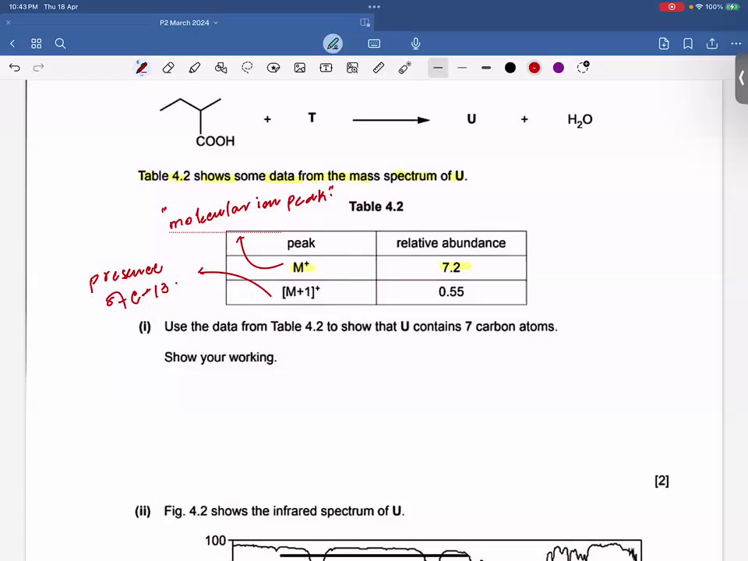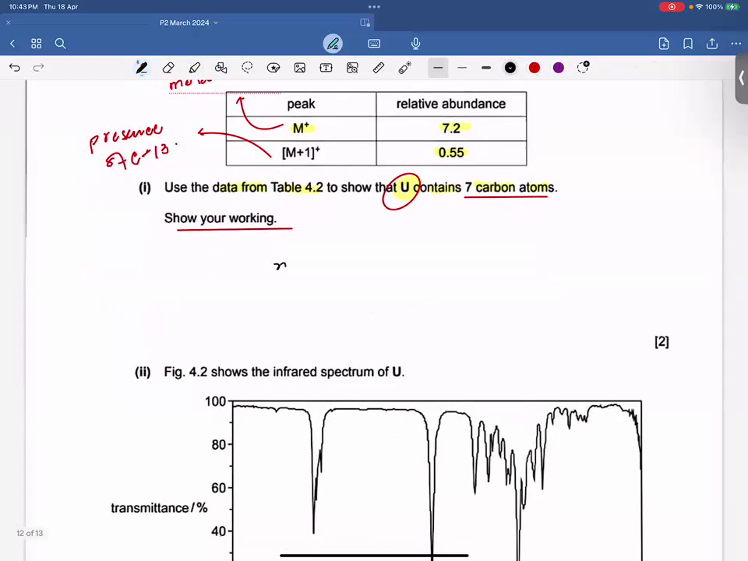Now we have the abundance of the molecular ion peak and the abundance of the M plus 1 peak. On the basis of this, use the table to show that this compound U has 7 carbon atoms. Show your working. So let's apply the formula. n equals 100 over 1.1. Abundance of M plus 1 peak is 0.55. Abundance of molecular ion peak is 7.2. So the number of carbon atoms is 7. n is basically the number of carbon atoms, guys, right?